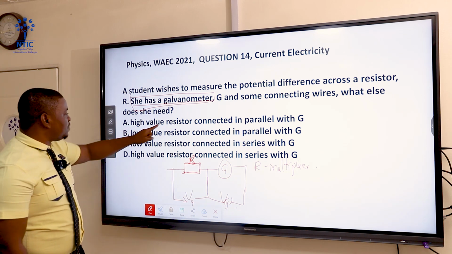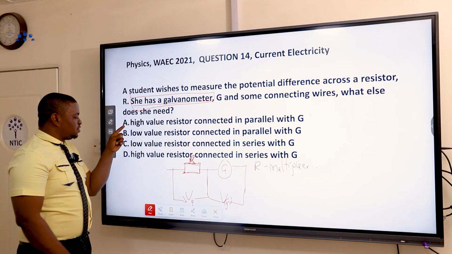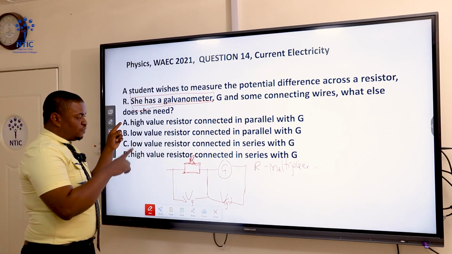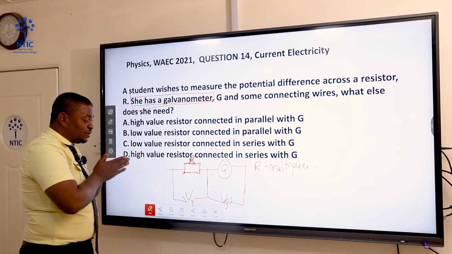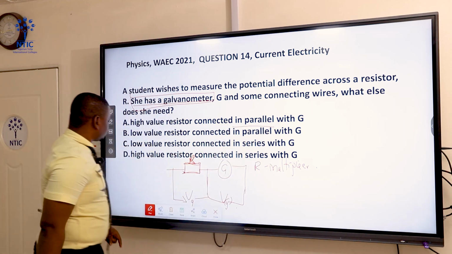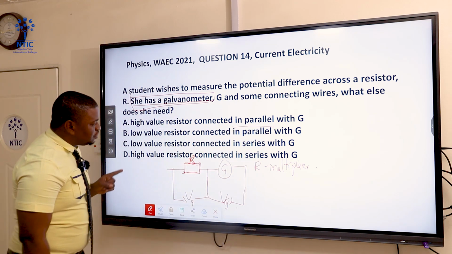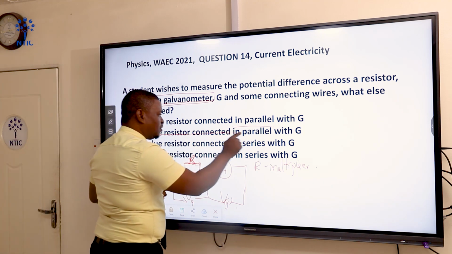A says a high value resistance connected in parallel. No. If you are converting a galvanometer to a voltmeter, you connect a high value resistor in series, not in parallel. Now, B, a low value resistor connected in parallel, which is not true, it must be high value, but it must be connected in what?